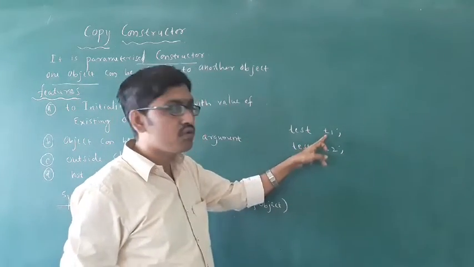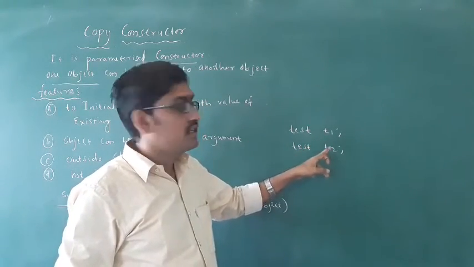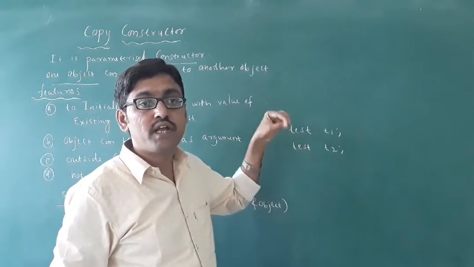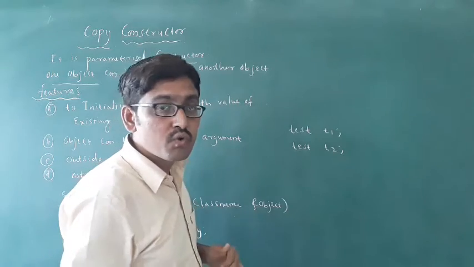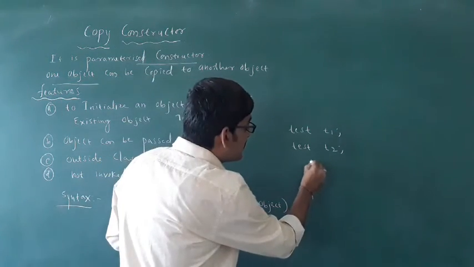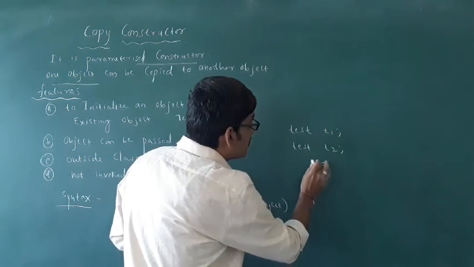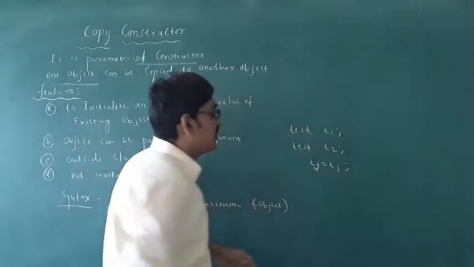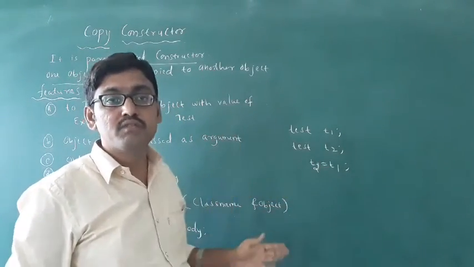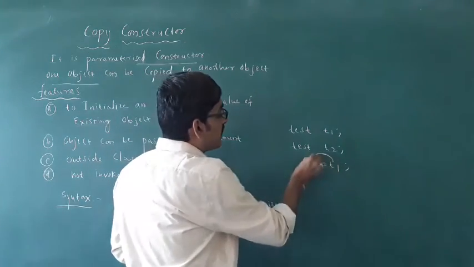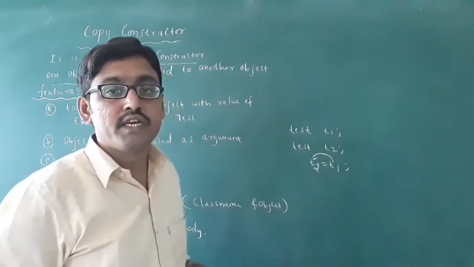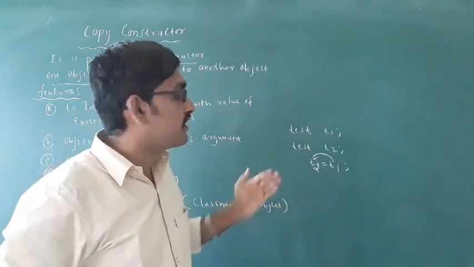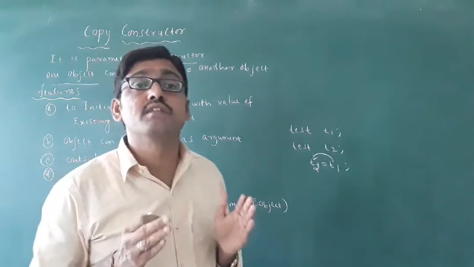I want to copy the t1 value to t2. How to copy? I write t2 equal to t1. It means the value of one object can be copied to another object. That is called a copy constructor.